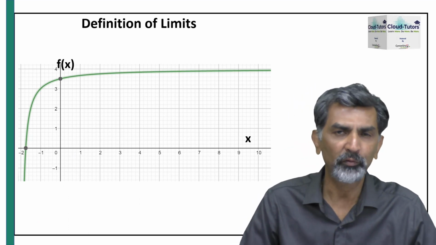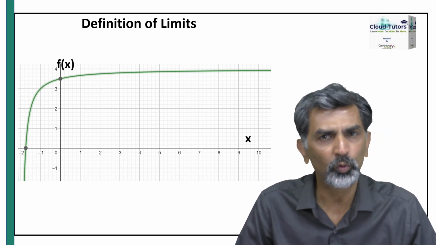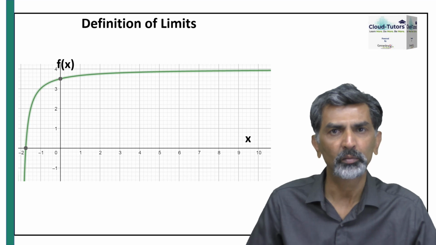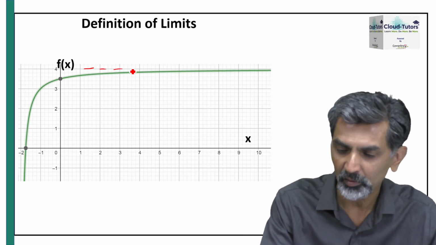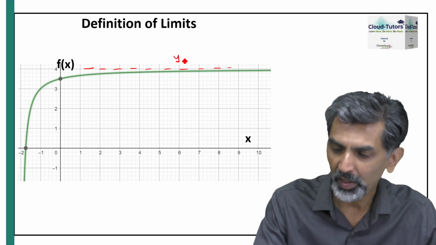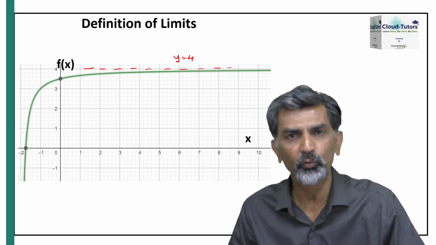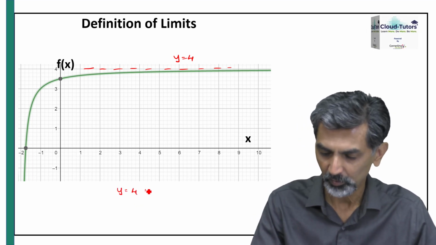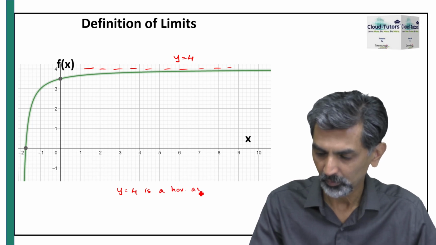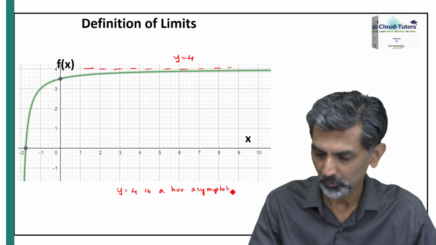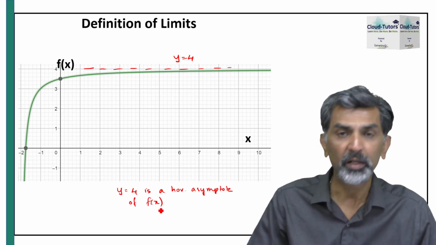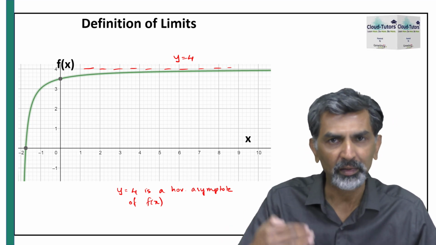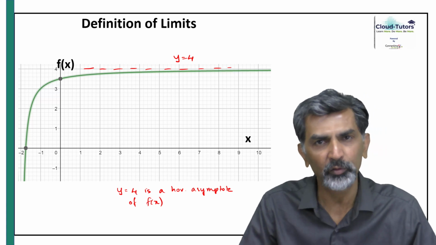What about a graph like this? Now you can see that y is equal to 4 is an asymptote to this. This line here is the line y is equal to 4, and y is equal to 4 is a horizontal asymptote for this graph. And you all know what the meaning of asymptote is. The graph approaches the asymptote, it gets closer and closer to it without ever touching it.